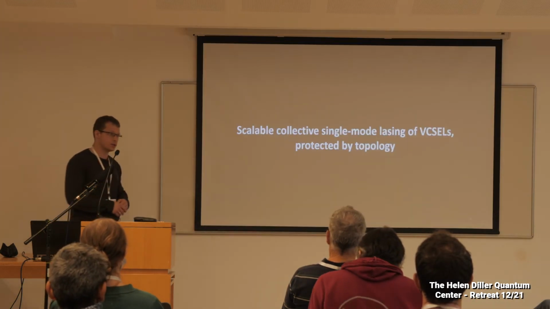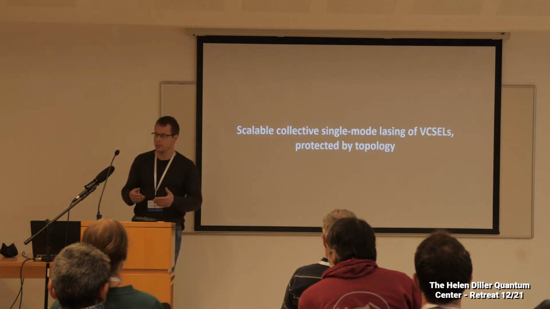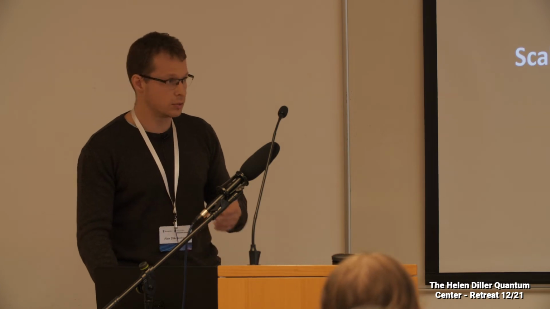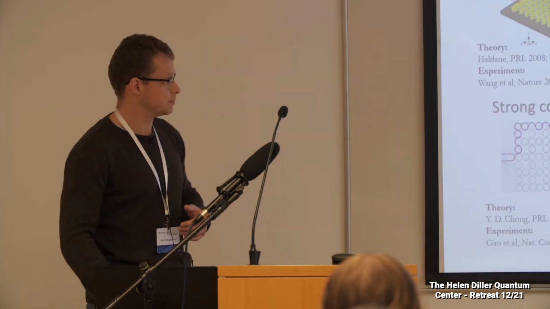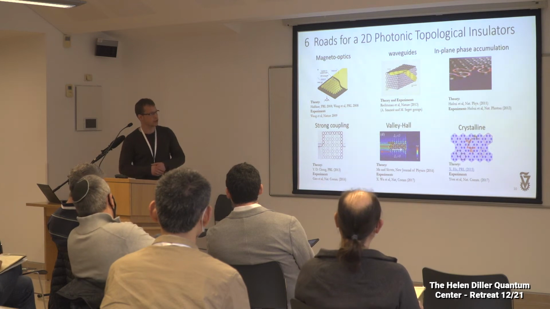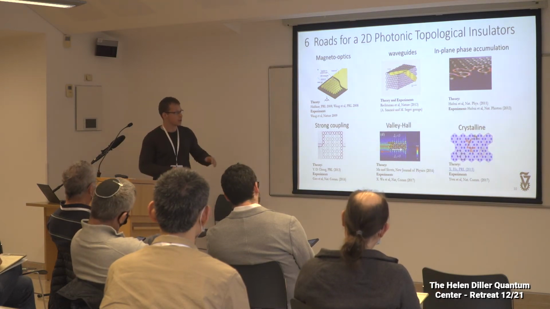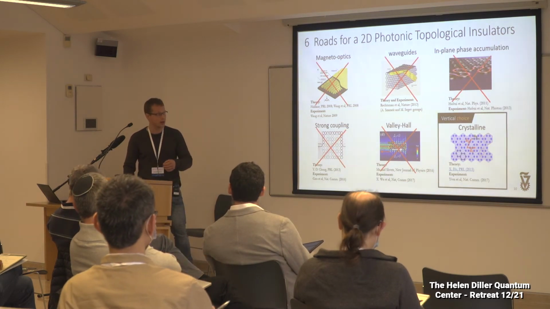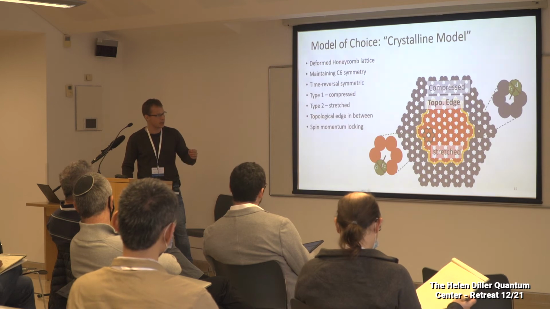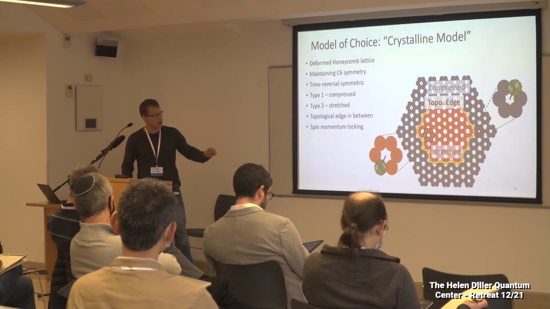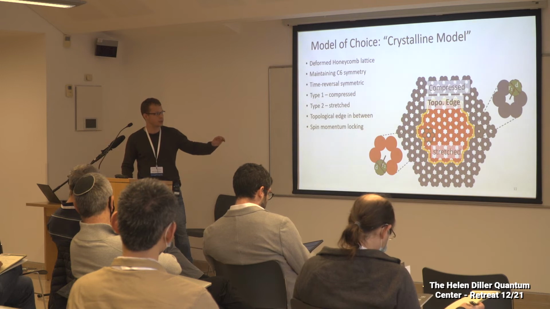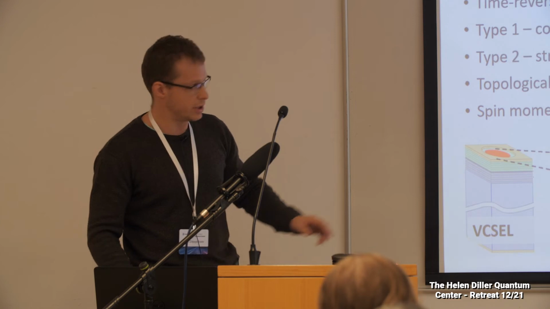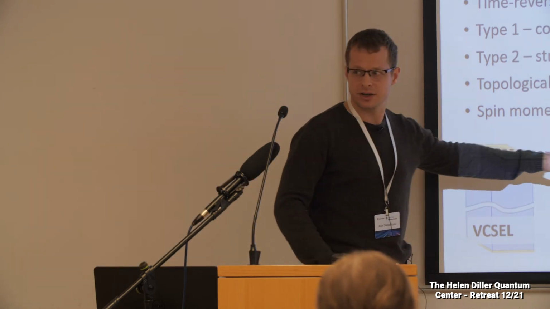Now, we suggested to use topological protection to combine these VCSELs together into one coherent laser-locked device. And from all these photonic topological insulator models, we decided to go with a crystalline model, which is geometric, based on geometry. It is based on a honeycomb lattice with two sub-lattices. One is compressed and one is stretched. And in between, you will get this nice topological mode, where each site here will be a VCSEL.